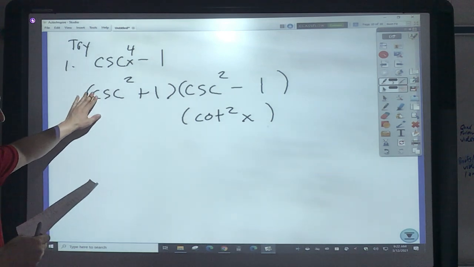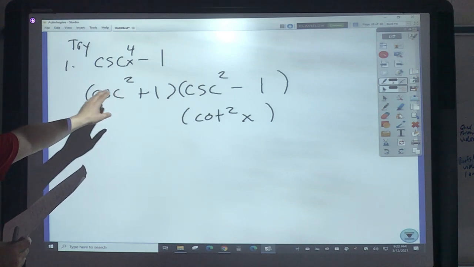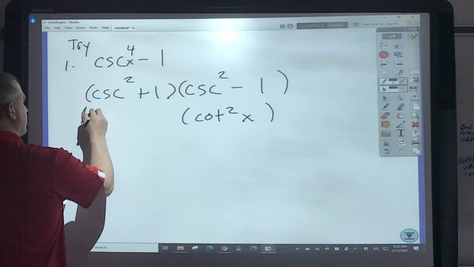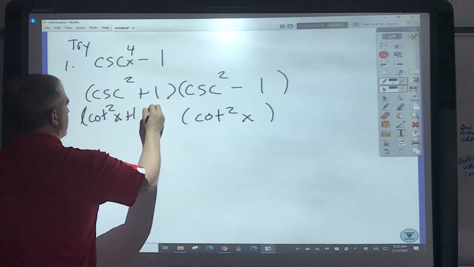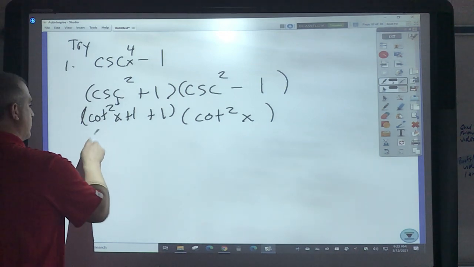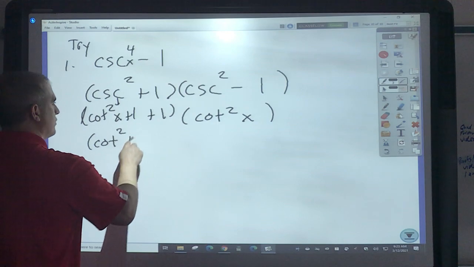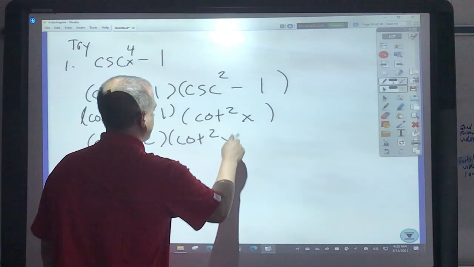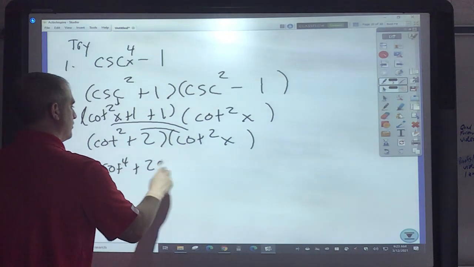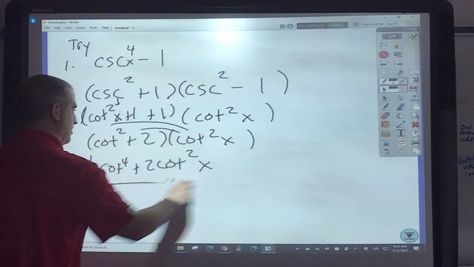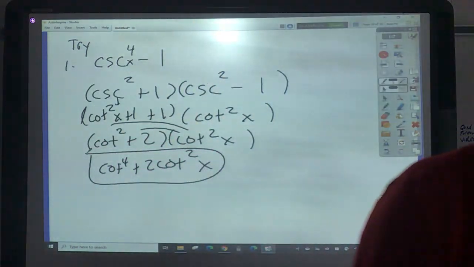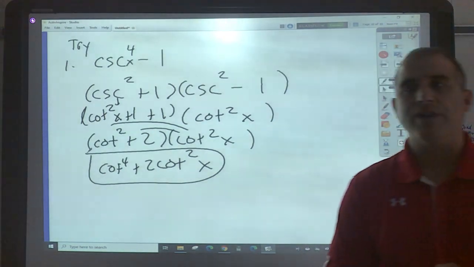This part I do not have a great identity for because it's not plus 1, but I have that cosecant squared is equal to cotangent squared plus 1, with the extra plus 1. So I just substituted that for that. So that would be cotangent squared plus 2 times cotangent squared of x. So I just distribute that. That's going to be cotangent to the 4th plus 2 cotangent squared. So that is an introduction to verification. We will practice a lot of these questions together.